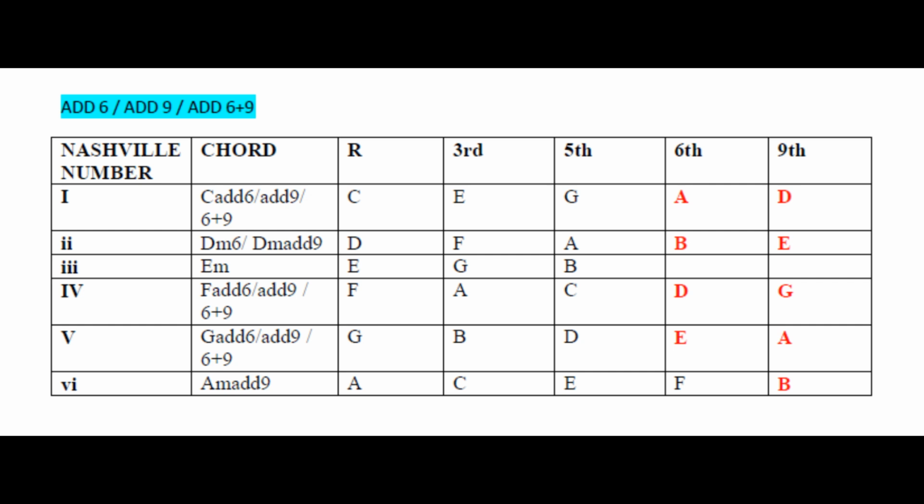Similarly, for the 2 chord, we can use a D minor 6 or a D minor add 9 chord. The 3 chord, we don't have the 6th or the 9th available diatonically, because for the E, the 6th would be a C sharp and the 9th would be an F sharp note. Both of these notes are not found in the C major scale. For the 4 chord, similarly, we have the add 6 and the 6/9. The 5 chord also has the add 6 and the 6/9. And lastly, for the 6th chord, we have the A minor add 9 chord available.